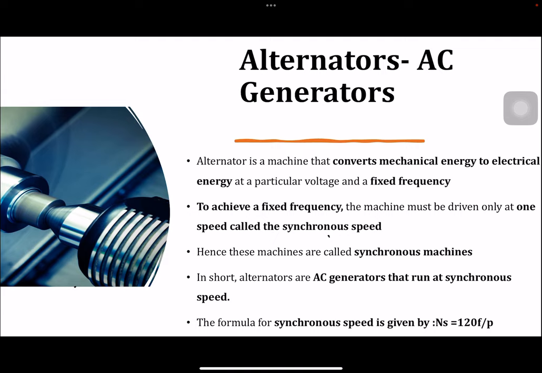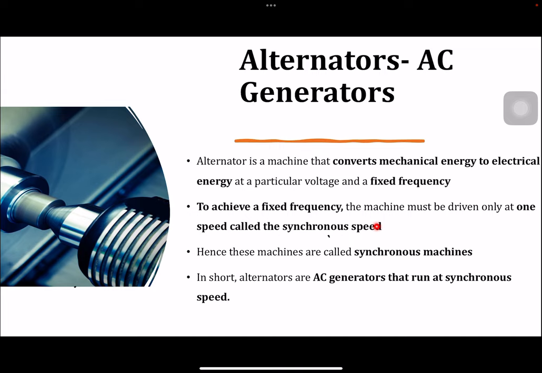Once again I will remind you the points. An alternator is an electrical machine that converts mechanical energy to electrical energy. That means it is a generator, and that electrical energy will have a particular voltage and a fixed frequency. And in order to achieve the fixed frequency, as I have said earlier, the machine must be driven only at one speed called synchronous speed.